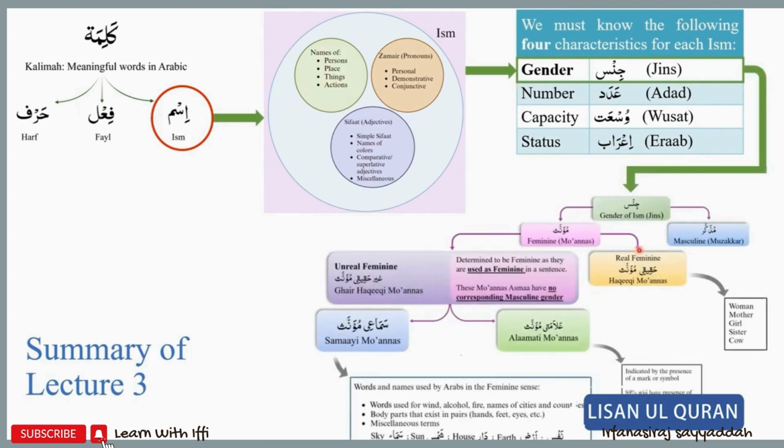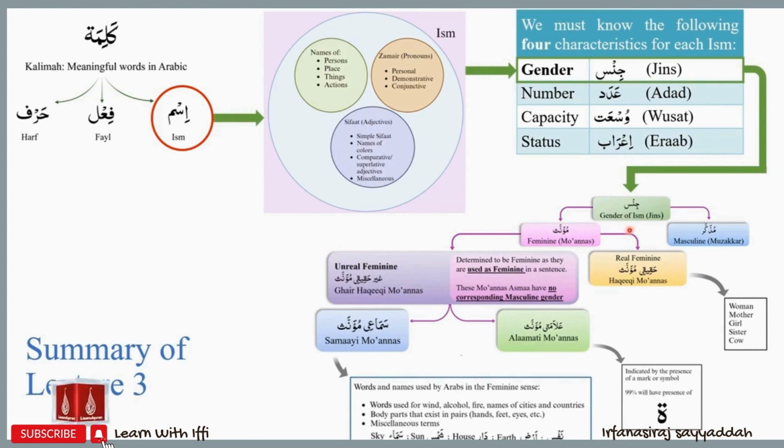Each ism will be either masculine or feminine. For us to identify if an ism is masculine or feminine, we will first see if that ism meets criteria for it to be feminine. If it meets the criteria, we will call it feminine. If not, we will call it masculine. Within the feminine group, we studied the real feminine asma or hakiki muannas asma. These will include asma for which there is a corresponding masculine gender, such as woman, mother, girl, sister, cow.